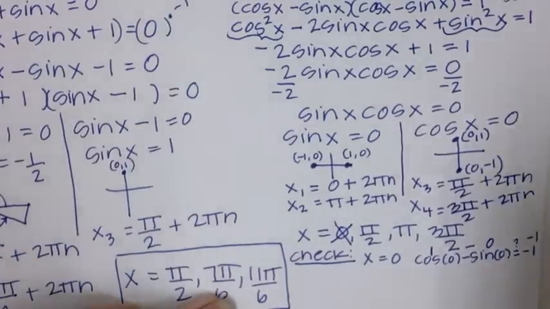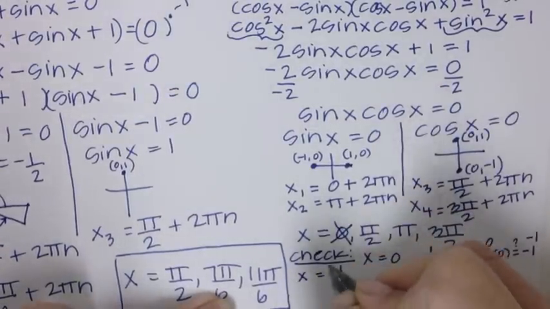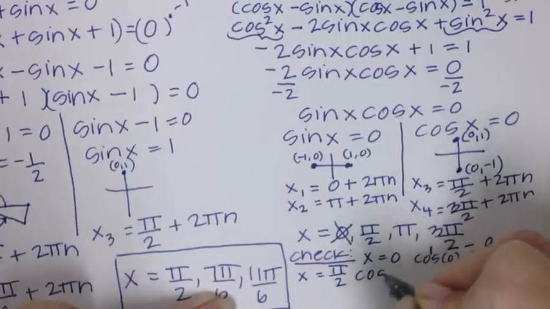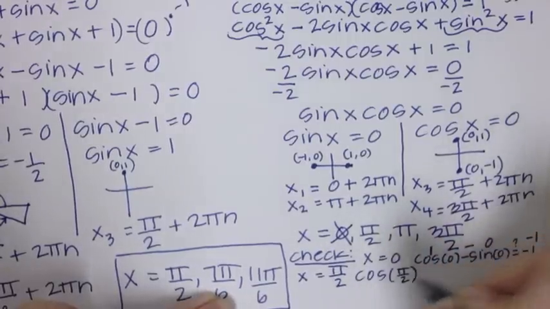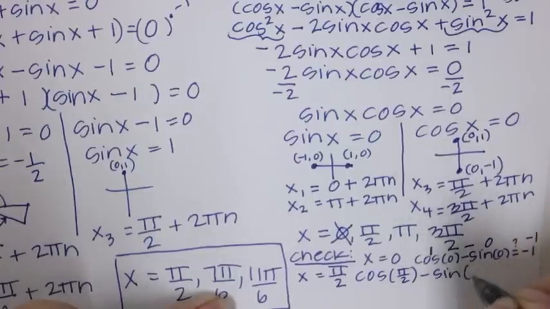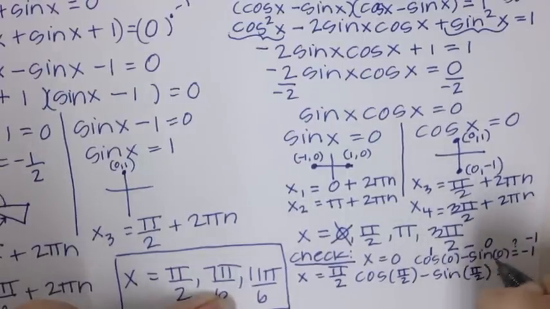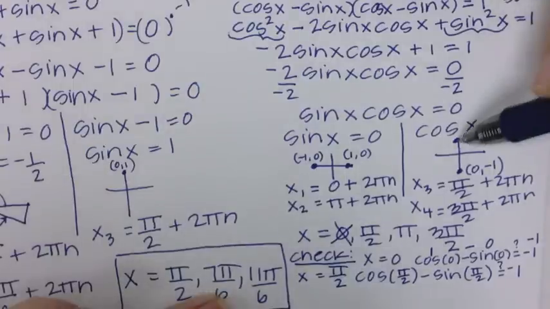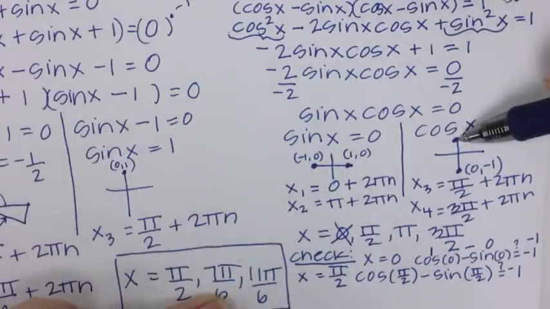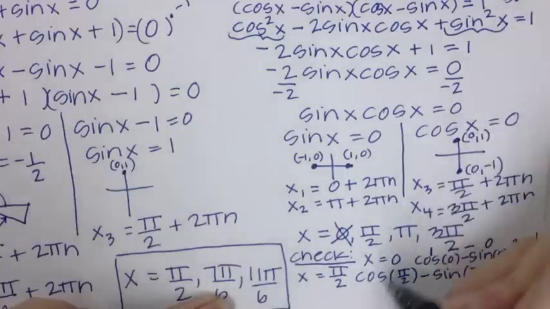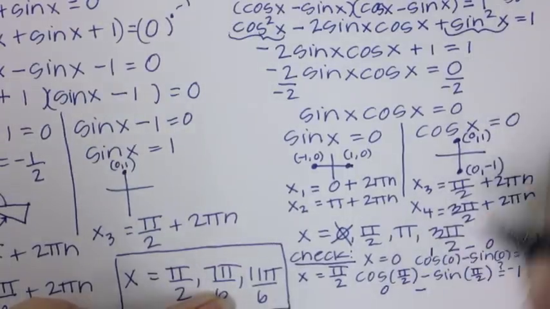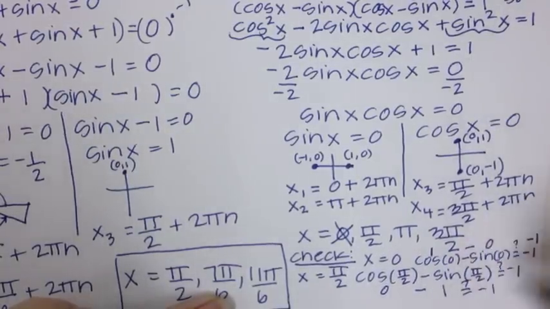Then we'll move on to pi over 2. Cosine of pi over 2 minus the sine of pi over 2. Does that equal negative 1? Here's pi over 2 right here. The cosine is 0. Minus the sine is 1. Does that equal negative 1? Yes, negative 1 equals negative 1.